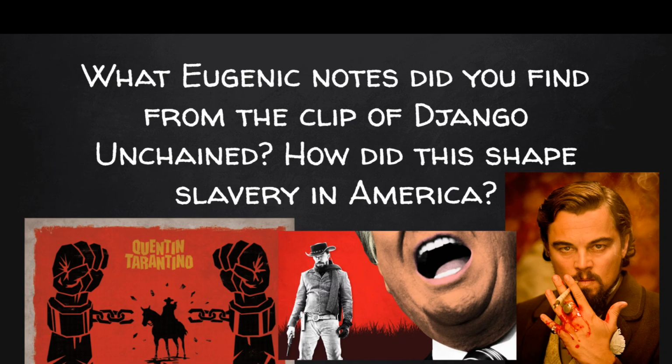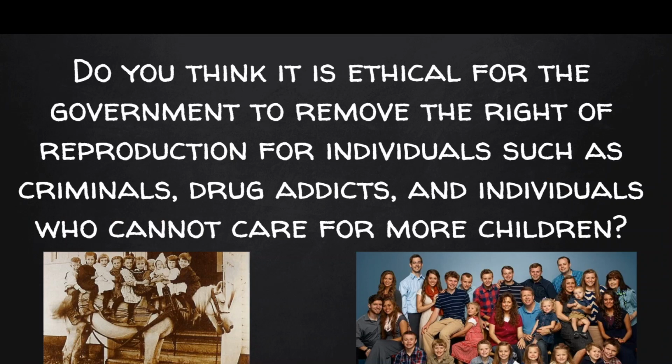What eugenic notes did you find from the clip of Django Unchained? How did this shape slavery in America? Do you think it is ethical for the government to remove the right of reproduction for individuals such as criminals, drug addicts, and individuals who cannot care for more children?